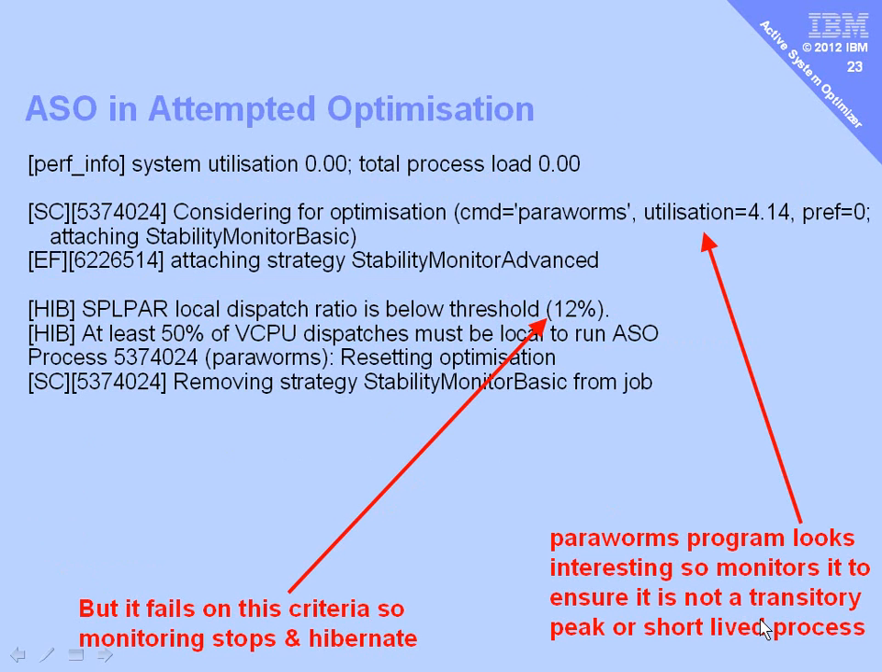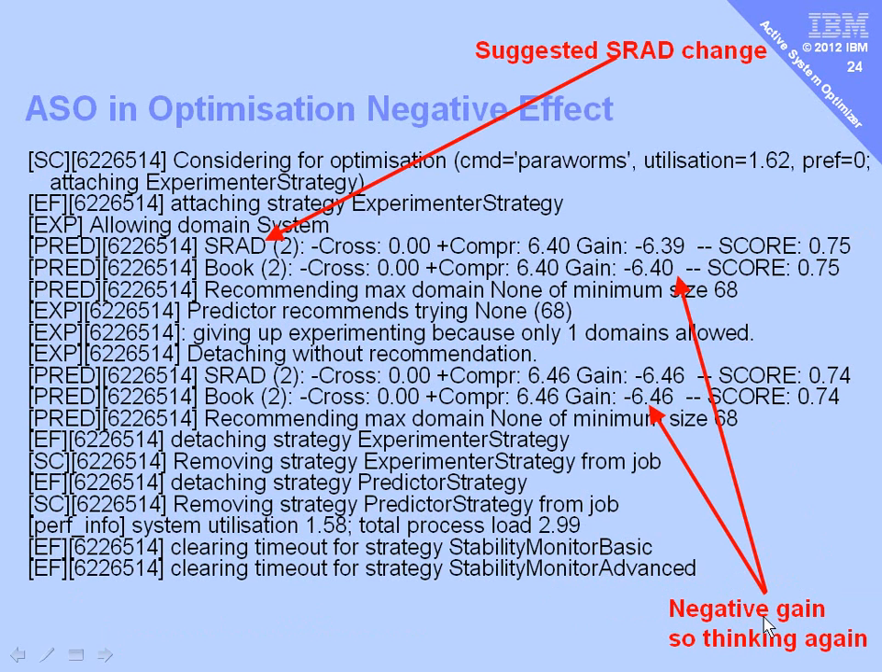Later on I've started my parallel worms program that regularly updates the same piece of memory from the different threads. We can see at the top that it's switching on this stability monitor basic, so it's going to check is this running for a long time, and then it switches on the advanced monitor. It then decides later on that it hasn't got enough work, it's not a busy enough program to warrant tuning, so it's going to then disconnect those monitors.